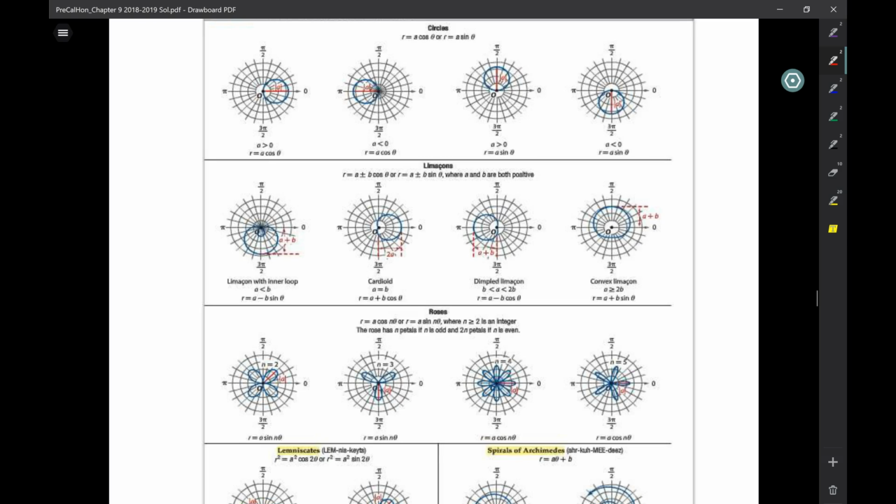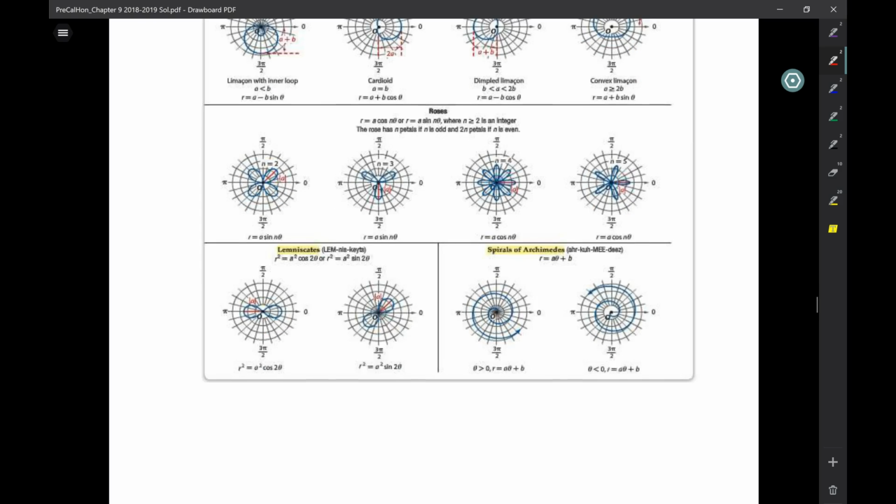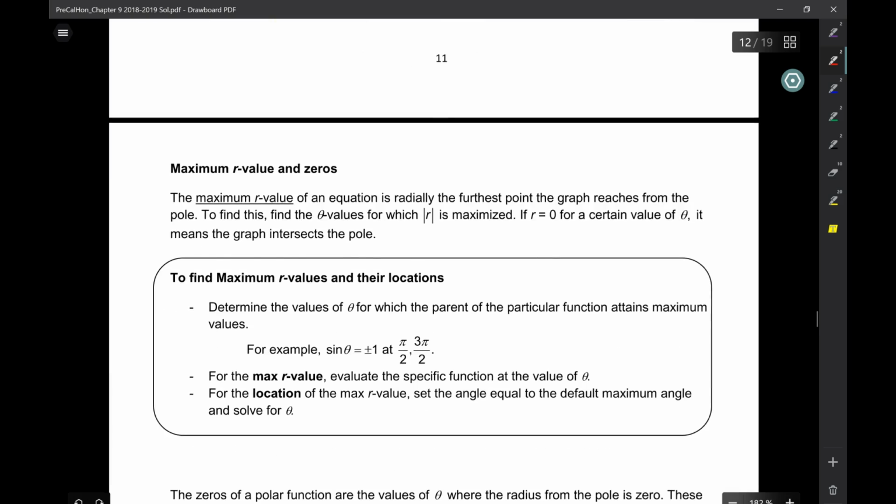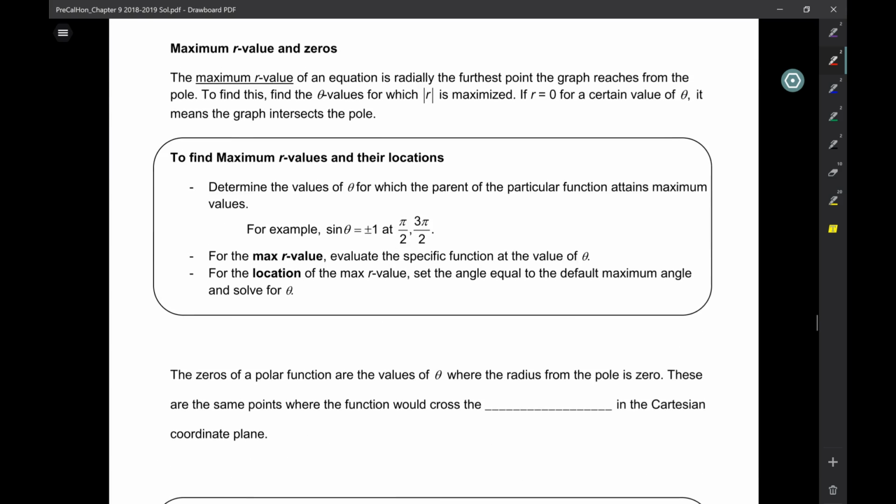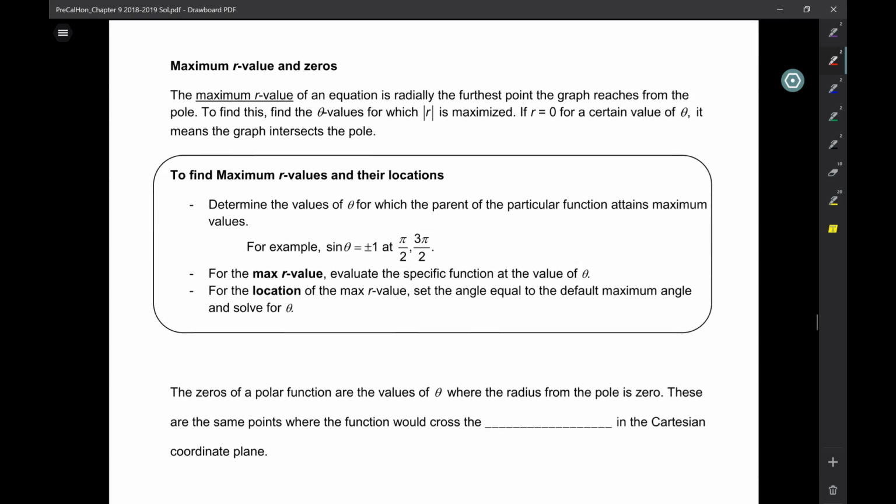Maximum R values and zeros. Okay, so how do you find maximum R values? The maximum R value is radially the furthest point on a graph. Okay? How do you find this? Find the theta values for which R is maximized.